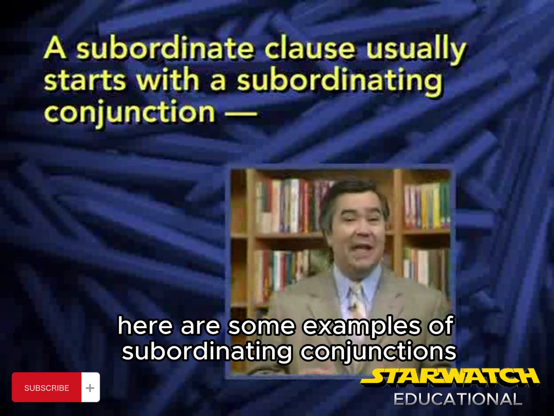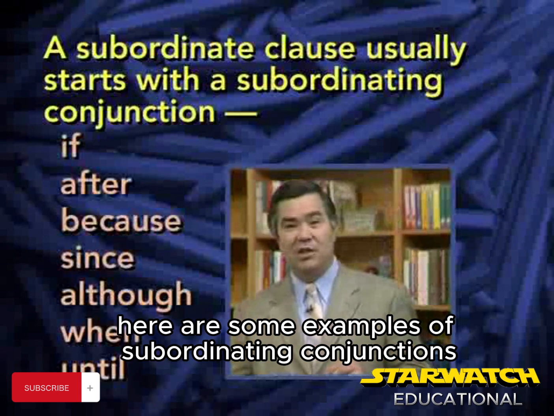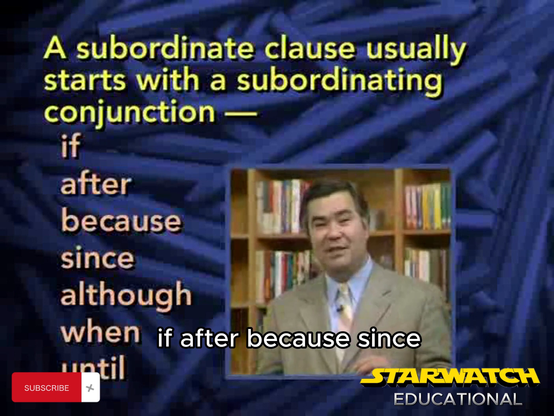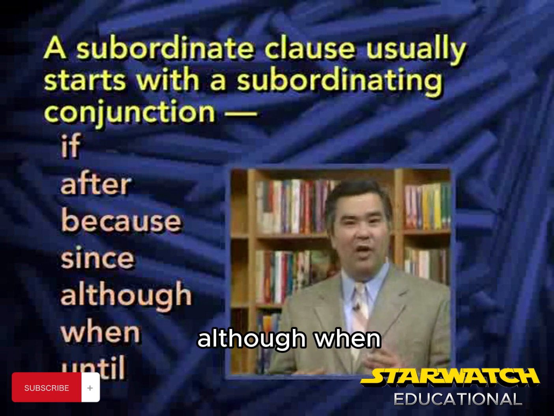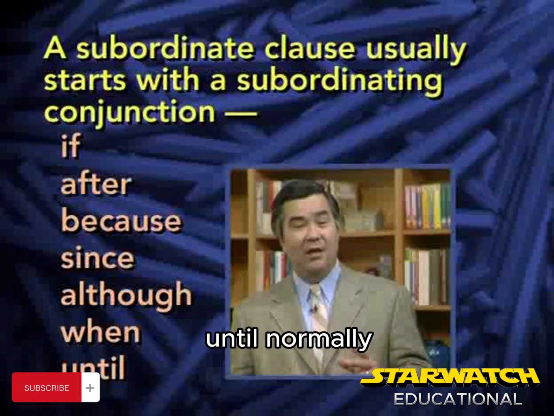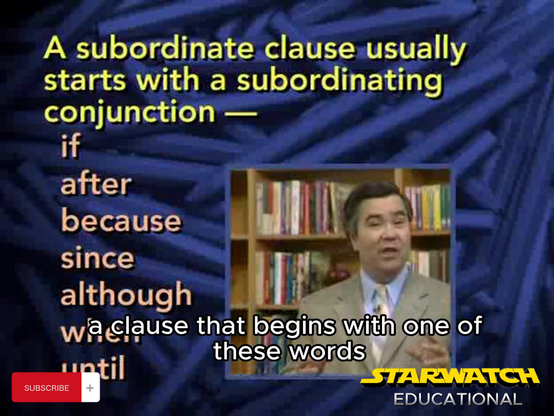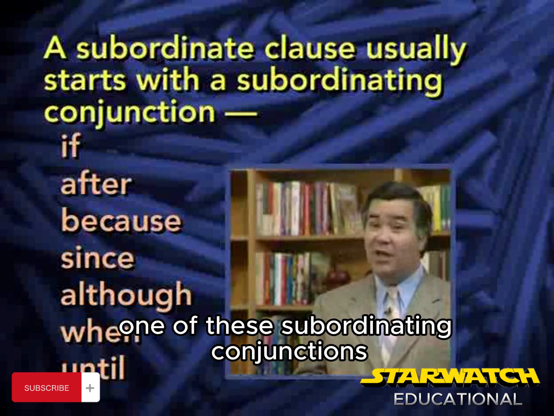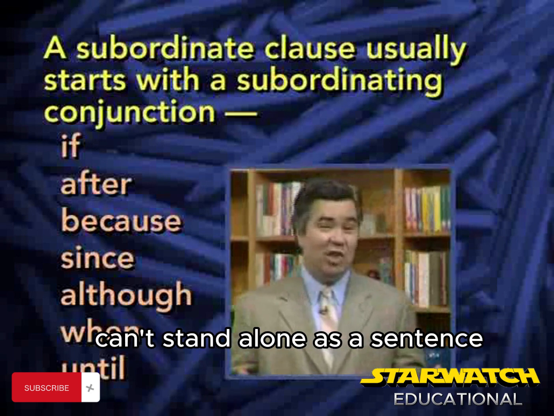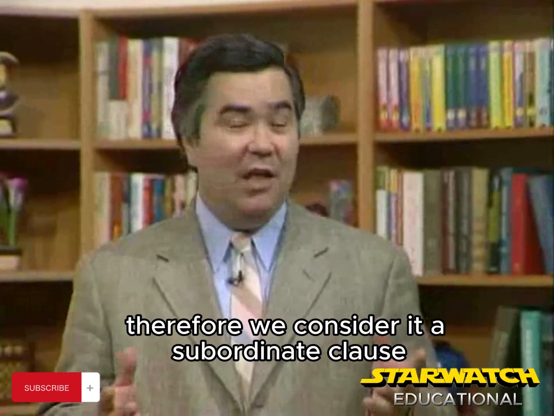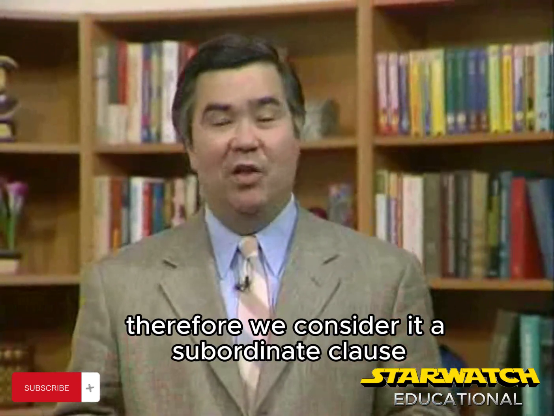Here are some examples of subordinating conjunctions. If, after, because, since, although, when, until. Normally, a clause that begins with one of these words, one of these subordinating conjunctions, can't stand alone as a sentence because it won't express a complete thought. Therefore, we consider it a subordinate clause.